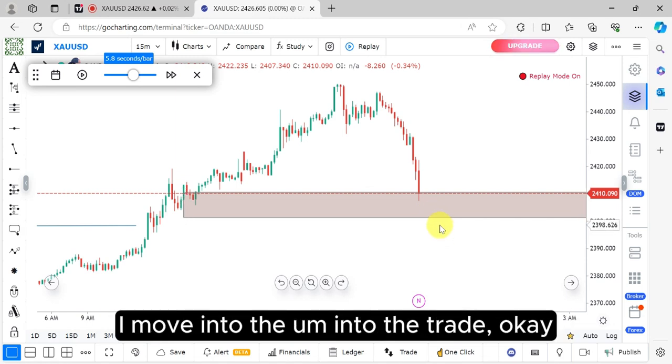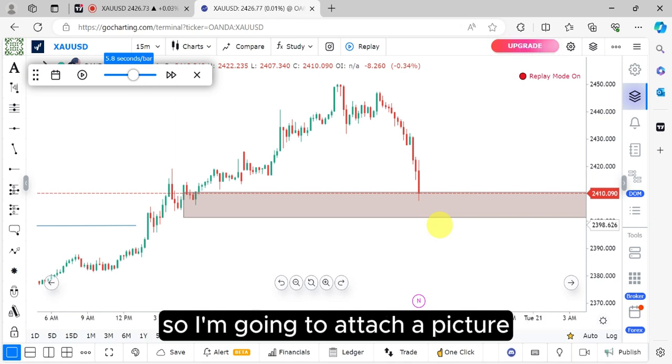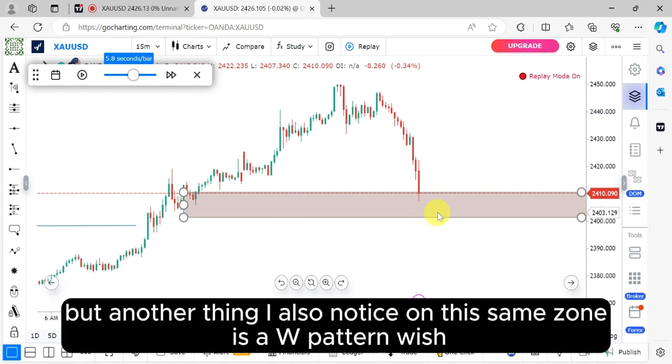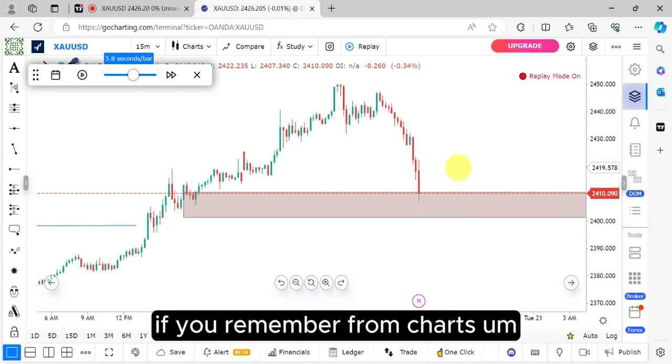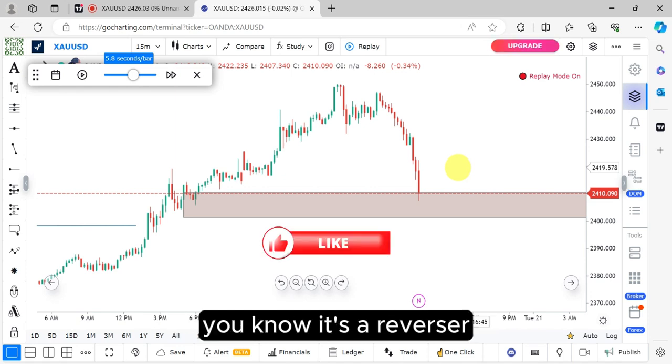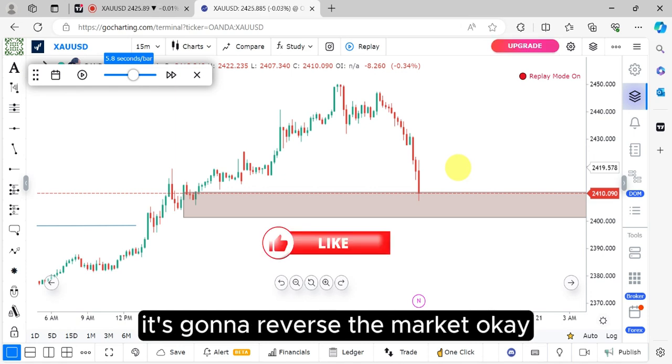Remember, I mentioned that for my strategy, I want to see a TDI confirmation before I move into the trade. Okay, so I'm going to attach a picture where you're going to see how I pick my own trade exactly with TDI confirmation. But another thing I also noticed on this same zone is a W pattern, which, if you remember from chart pattern and candlestick pattern, you know is a reversal. It can reverse the market.